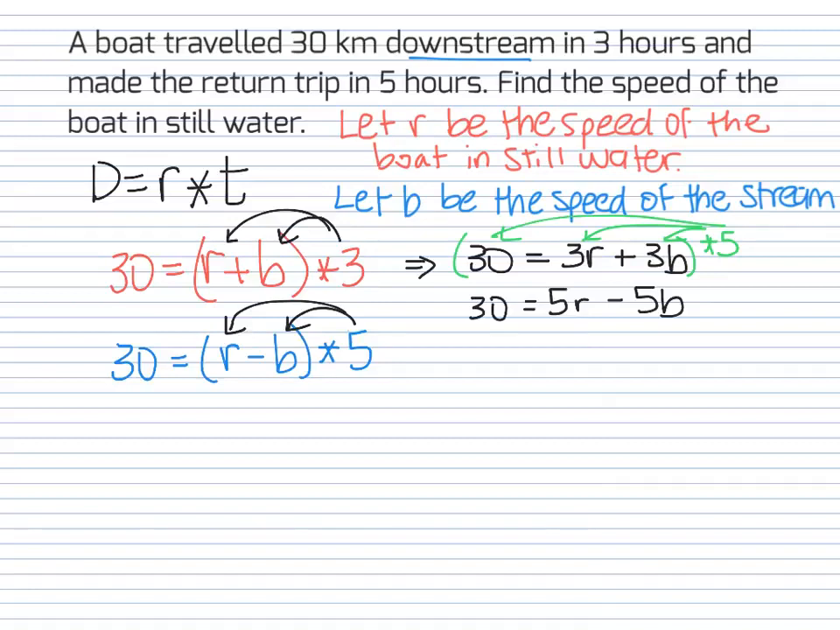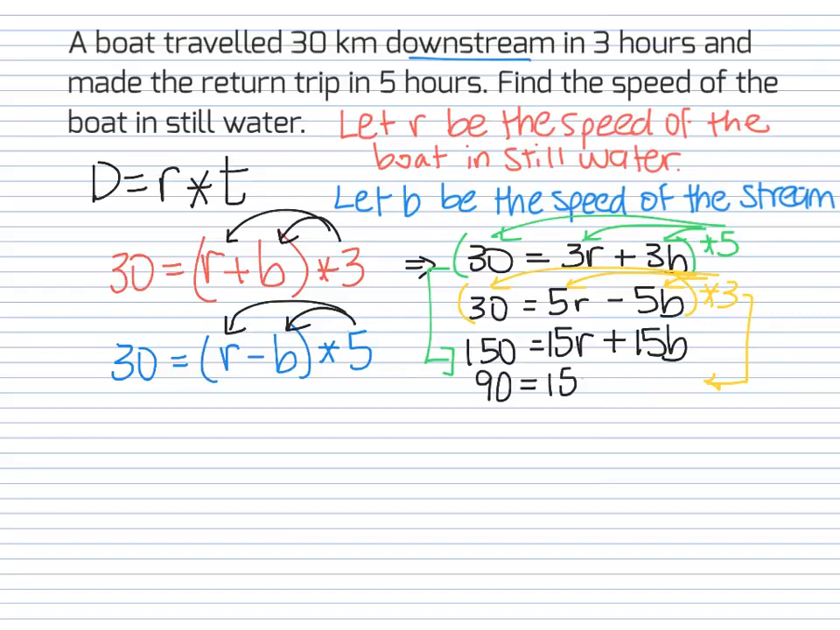5 times 30, let's put this down here. 5 times 30 is 150. 5 times 3r is 15r. And 5 times 3b is a positive 15b. Now I need to multiply everything in the second equation by 3. This will get my coefficients on the b's equal but opposite. Let's put this one down here. That will get me 90 equals 15r minus 15b. Now that the coefficients on the b term are equal and opposite, I can add them together.